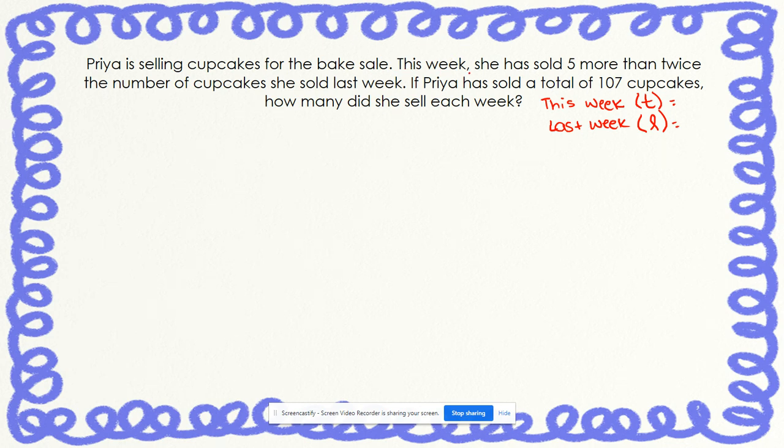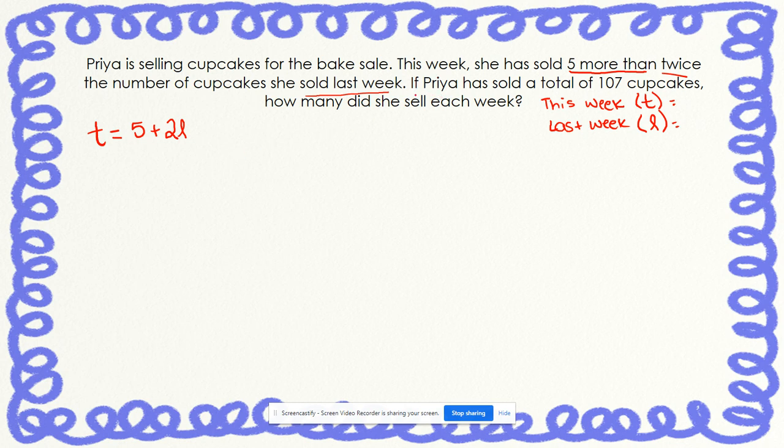It says this week, she has sold 5 more than twice the number of cupcakes she sold last week. That means that this week, the number that she sold is equal to 5 more than. When I see 5 more than, I know that's 5 plus. And then it's 5 more than twice what she sold last week. To show twice what she sold last week, that's 2 times however many she sold last week. Since I don't know what she sold last week, I'm going to have to use my variable L here.